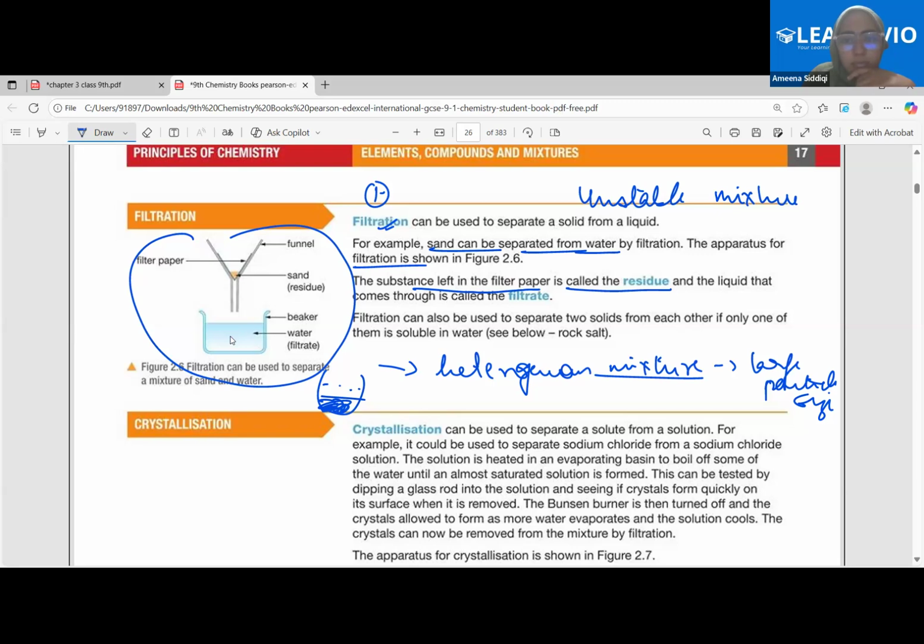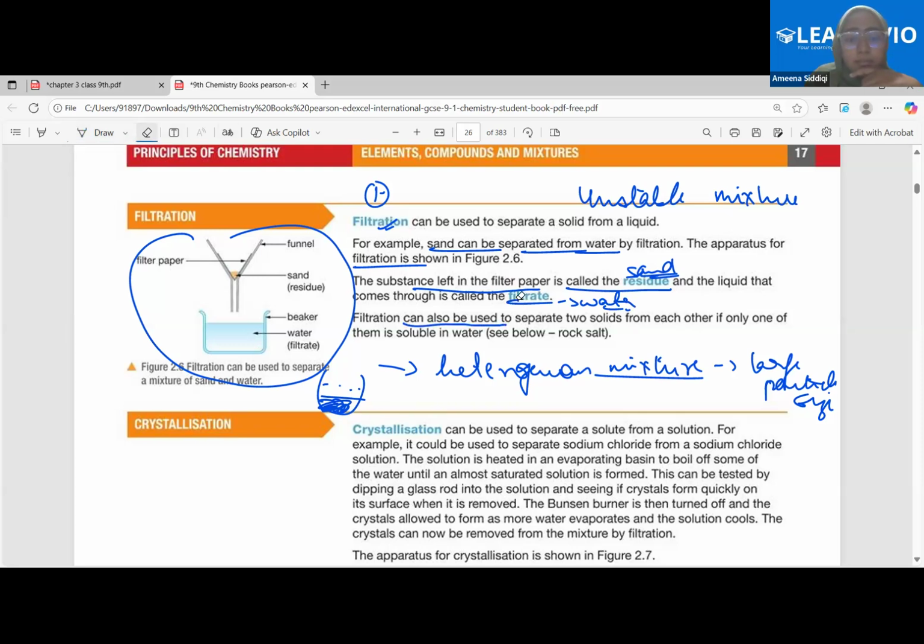The residue would be salt. Where has the salt come from? Water, sand here, right? And the filtrate will be the water. Yes, miss. Filtration.